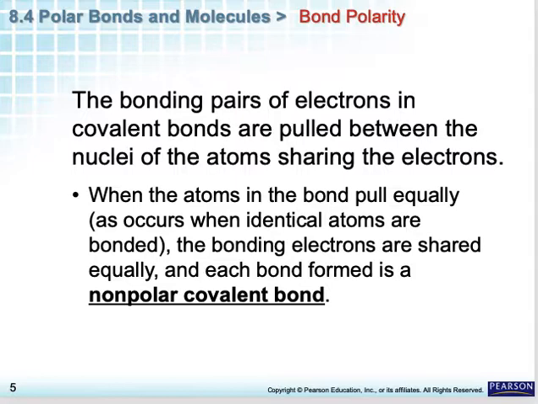When the atoms in the bond pull equally, and this only occurs when the two atoms are identical, then we get a nonpolar covalent bond. So nitrogen bonded to nitrogen, hydrogen to hydrogen, oxygen to oxygen.